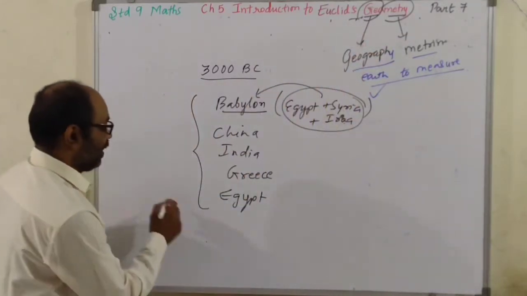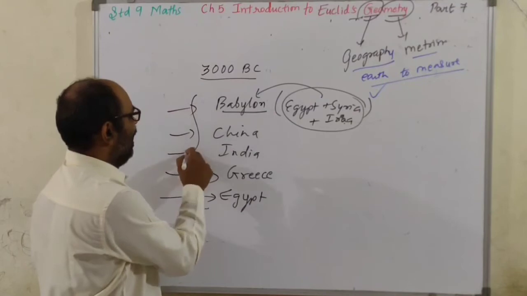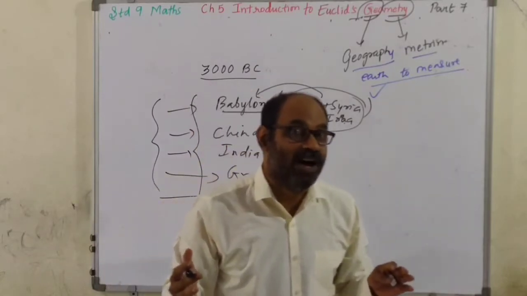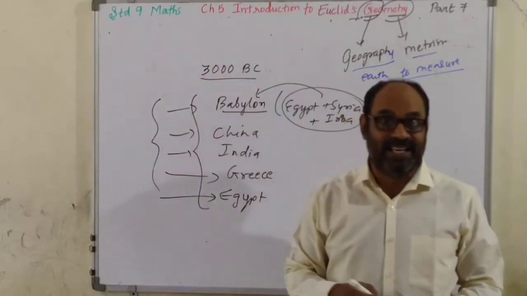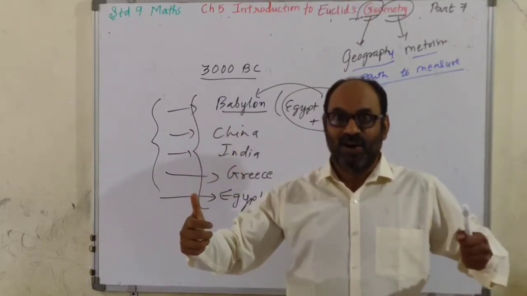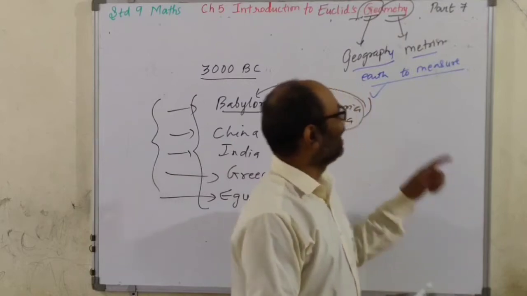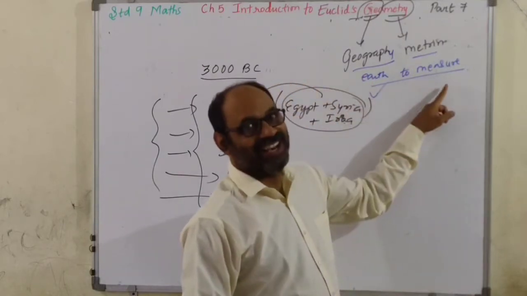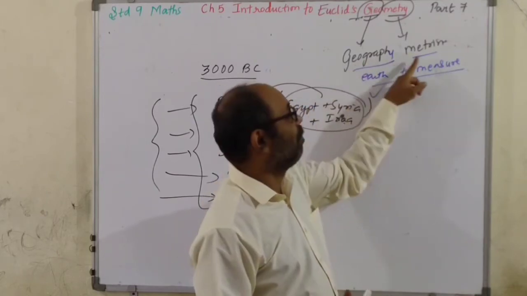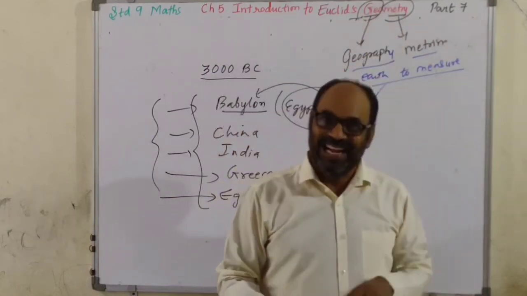These were the countries: first Egypt, then Greece, Babylon, China, India, all together simultaneously. Why did they become popular? Because in these five places or countries, they got a technique to measure land. They started developing the technique and tools, the measuring act. So that new concept that developed is geometry.